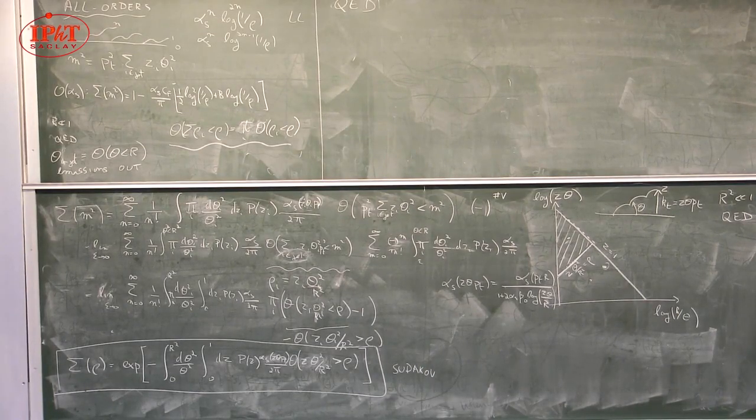Leading log, no problem. No problems at all at leading log. You can assume you want two logs. We've derived it that way, right? You can assume strong ordering, in particular strong ordering in rows. And so this means that this is exact at leading log.